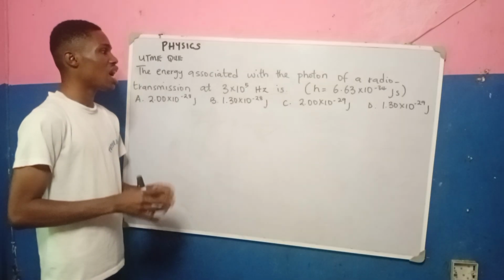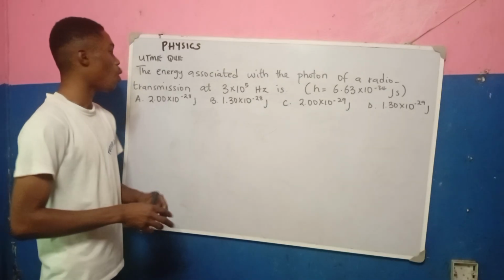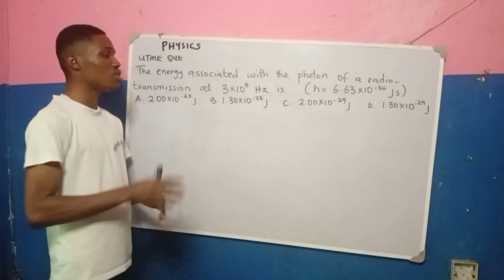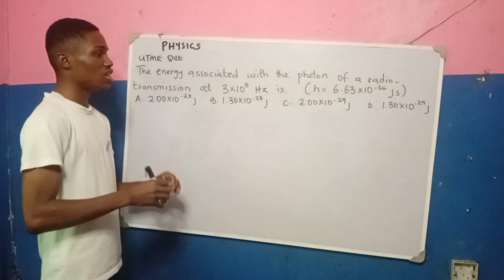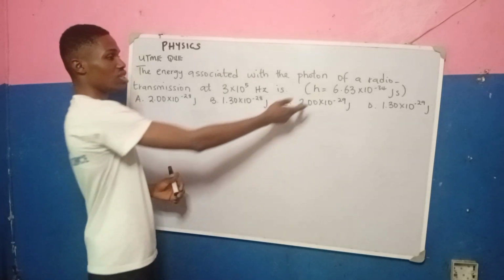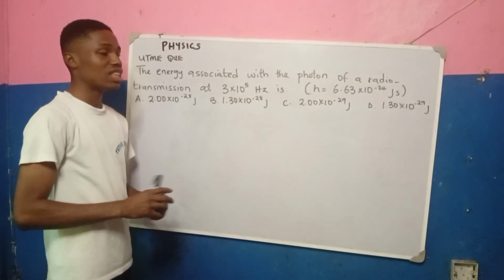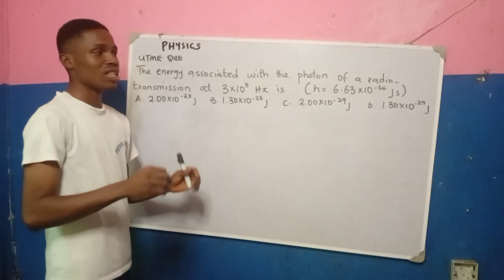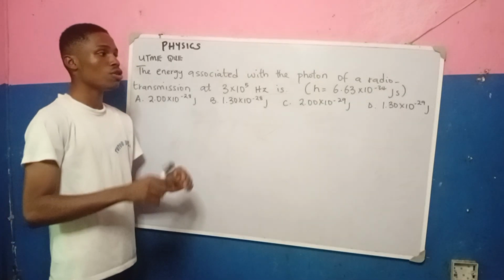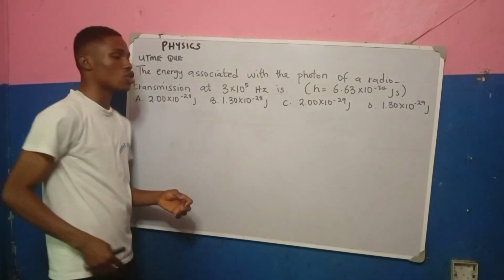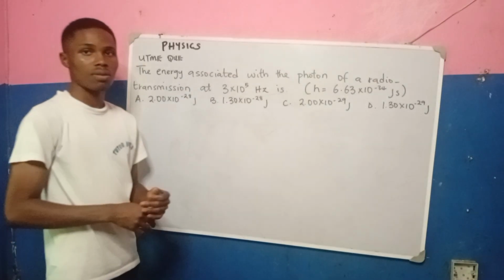Alright. The energy associated with a photon of a radio transmission at 3 times 10 raised to the power 5 Hz is, given that Planck constant, you call this Planck constant, given that Planck constant is 6.63 times 10 raised to the power minus 34 joule second. Now let's solve it and know the correct option from here.